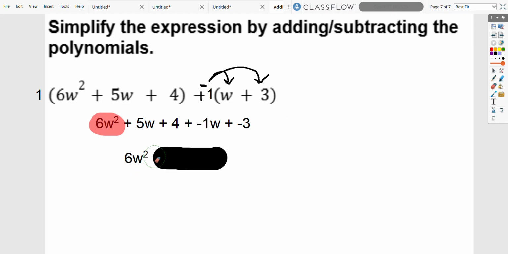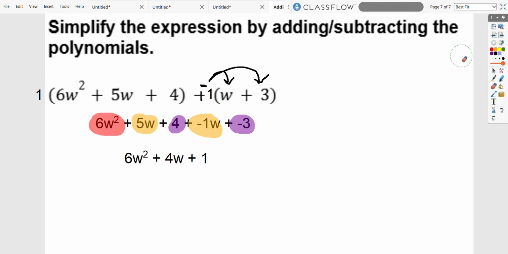And then we combine the like terms, right? So this 6w squared has nothing to combine with, so that just stays as 6w squared. We combine this 5w with this -1w, that gives us a +4w. And then lastly, we combine the 4 with the -3, and that gives us +1.